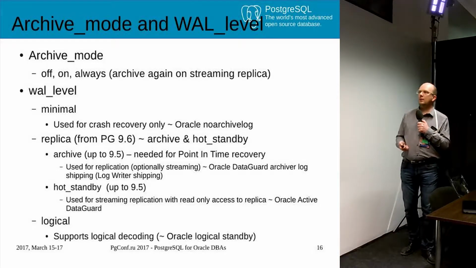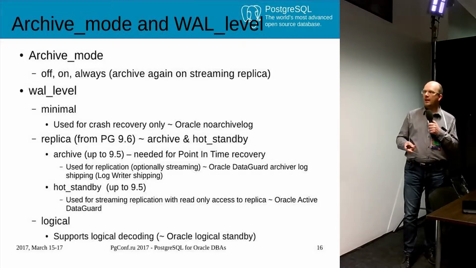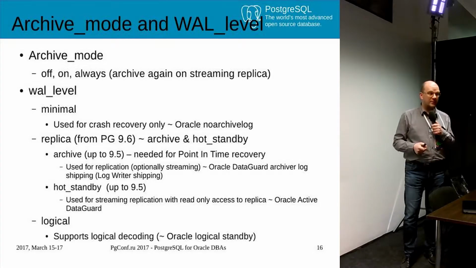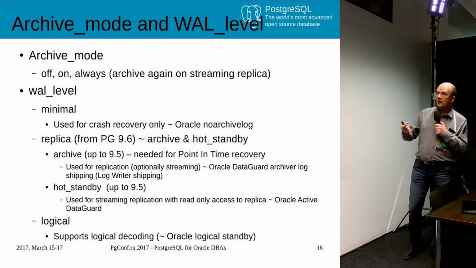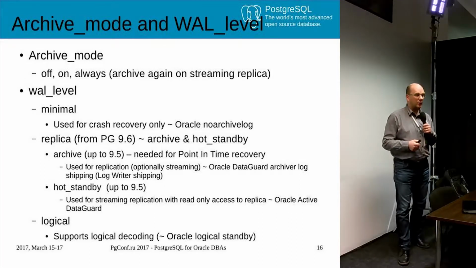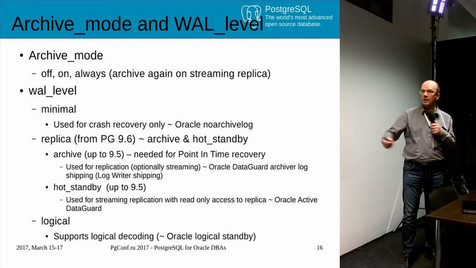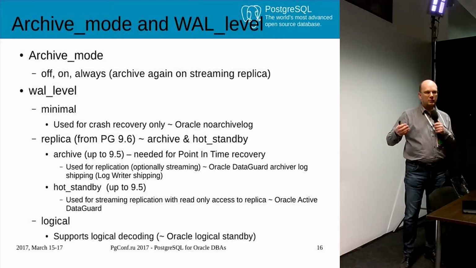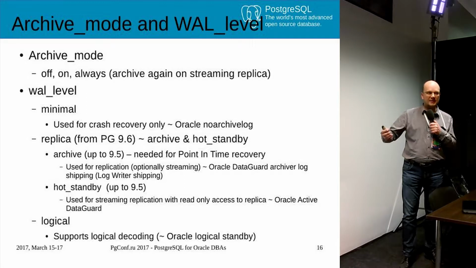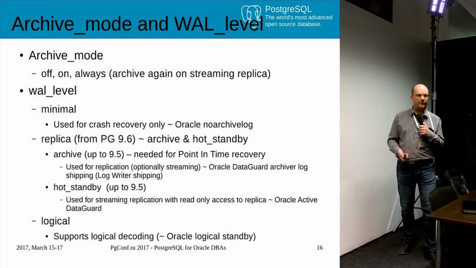Replica is the level added in version 9.6, which honestly combines the archive and hot standby wal logging levels known from previous releases. The archive level, as it means, is almost equivalent to using only log shipping on an Oracle database. So it provides enough information to be replayed on the standby, or on the replica in terms of Postgres. So you have an available recovery instance where you can recover from the transaction logs, but you will lose the data which has been created in between the 16 megabytes of the transaction logs. So these are increments, exactly like in an Oracle database when you transfer the archived logs only.